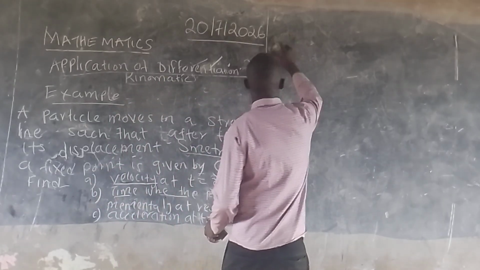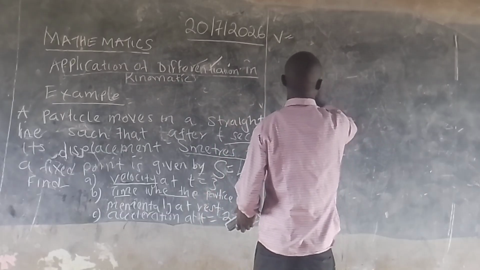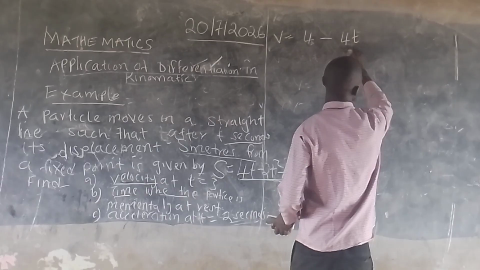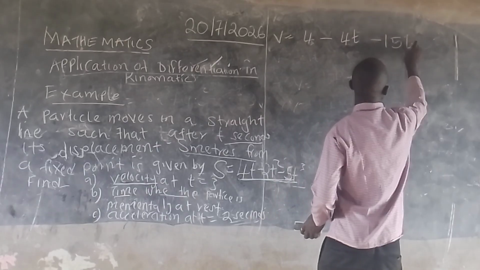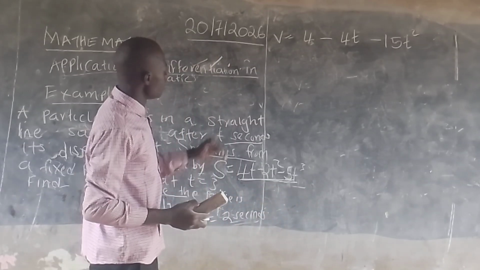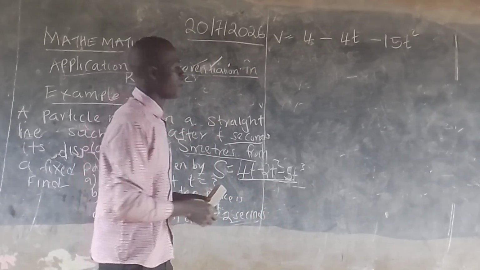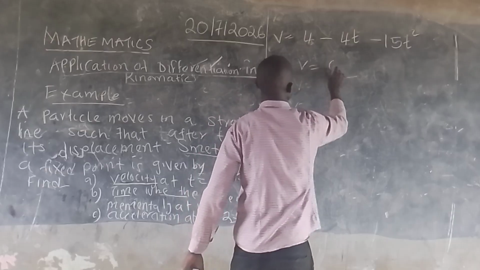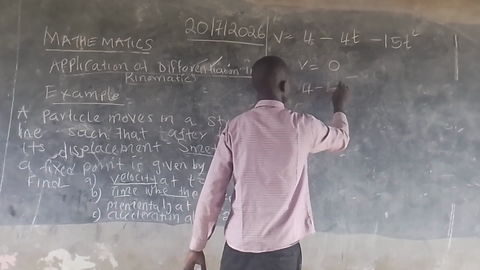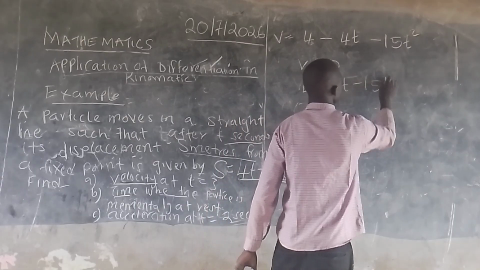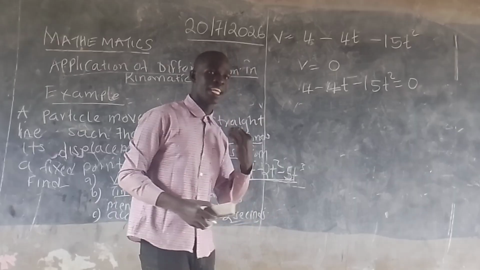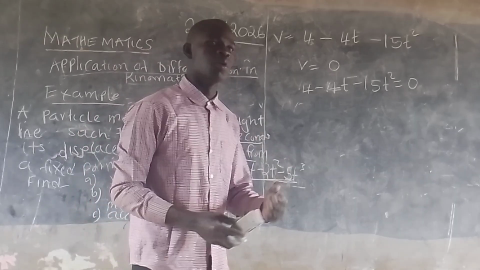So we have our velocity equation, which we differentiated: 4 minus 4t minus 15t squared. It is a quadratic equation. We say that the velocity is 0, so we equate the velocity equation to 0. Therefore 4 minus 4t minus 15t squared equals 0. This is a quadratic equation, so we rearrange according to the form of a quadratic.